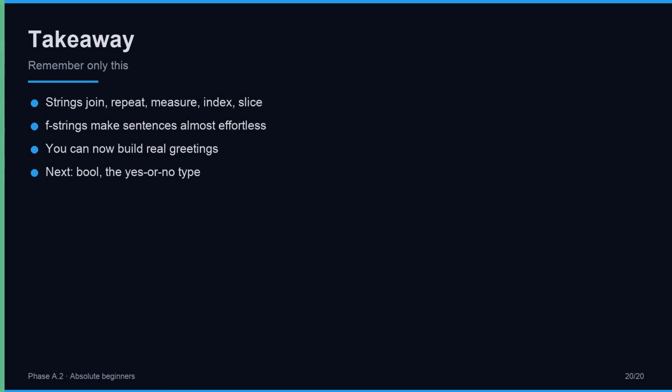Strings can be joined, repeated, measured, indexed, and sliced, and f-strings make building sentences almost effortless. In the next lesson we leave text behind for a moment and meet the simplest type of all, bool, the type that answers yes or no. Take a breath. You just learned to actually work with text. Next, bool, yes or no.